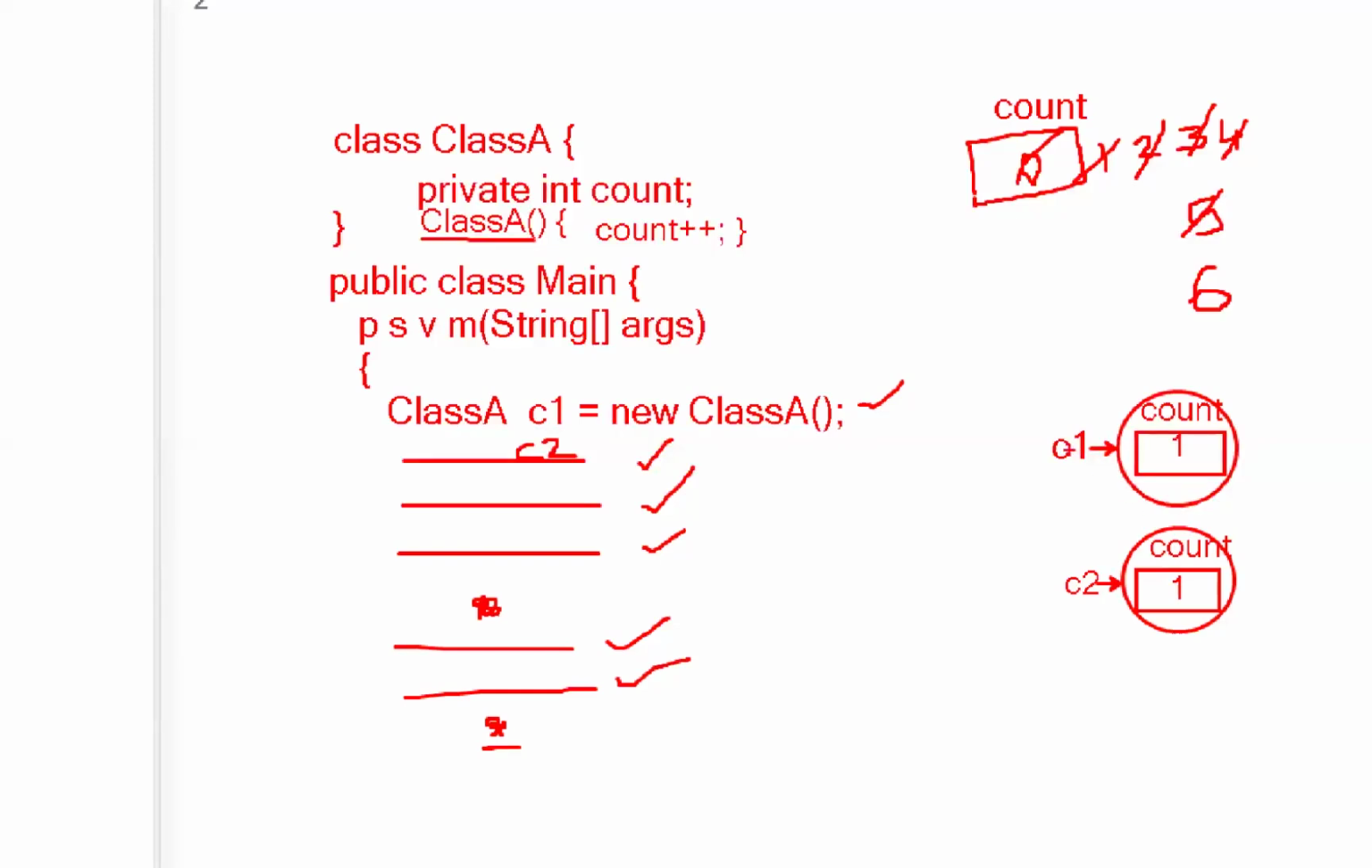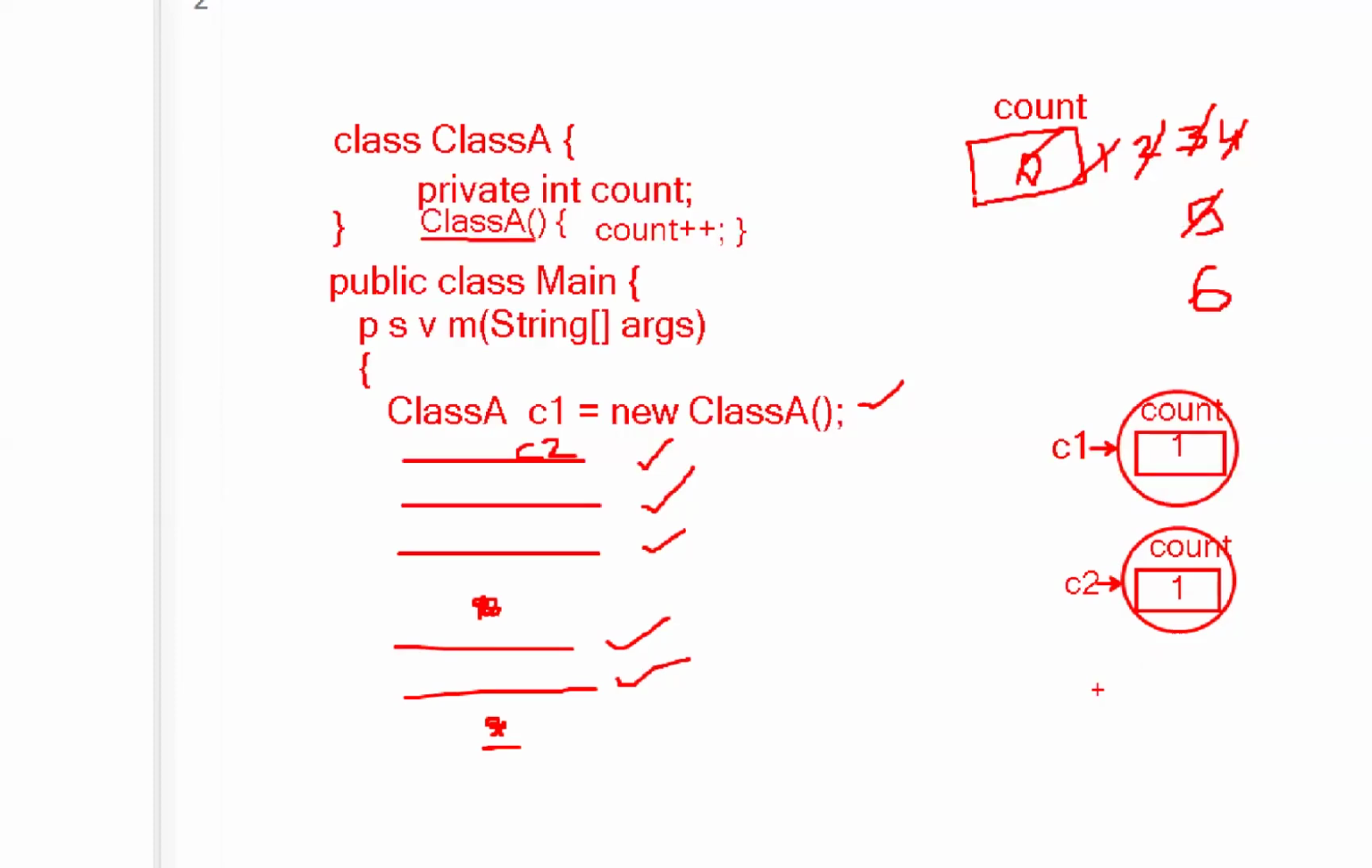Yes. C1 object is maintaining a count, C2 is maintaining another count, C3 is maintaining a count. What's the count value in the C1 object? 1. In the C2 object, what's the count value? 1. In the C3 also? 1. In the C4 also? 1. Every object is maintaining the count individually.